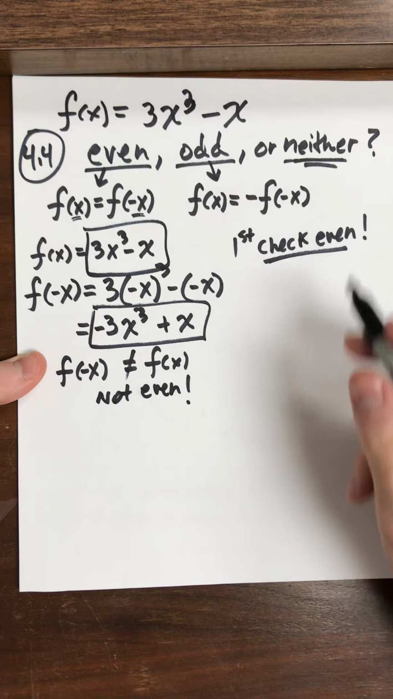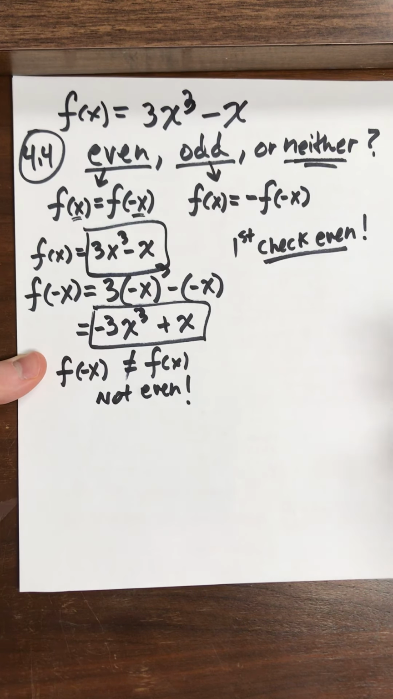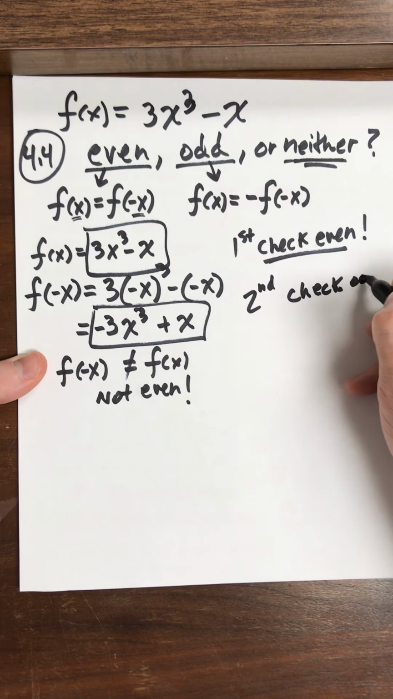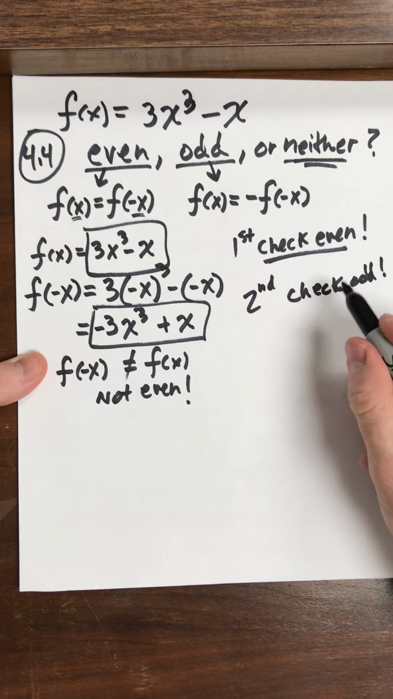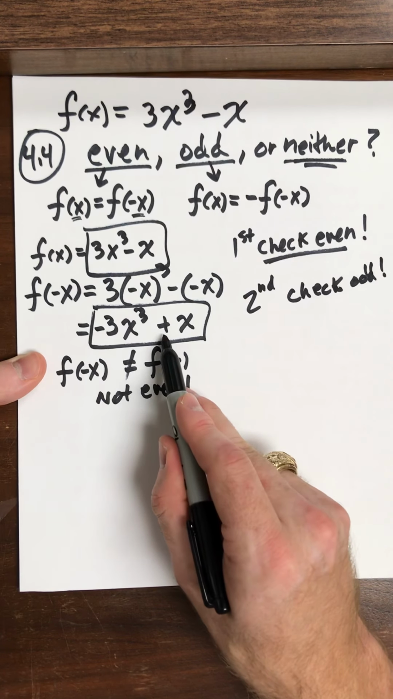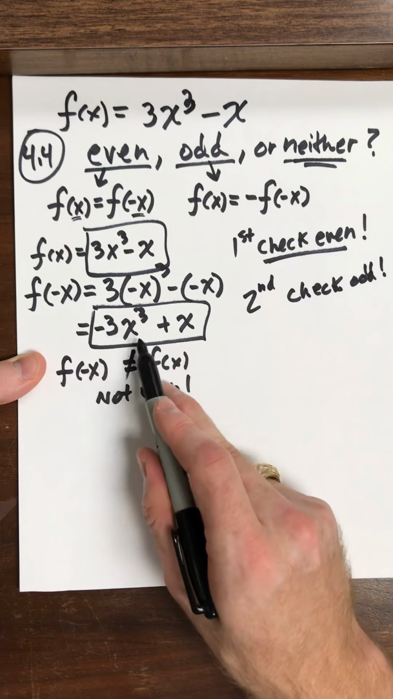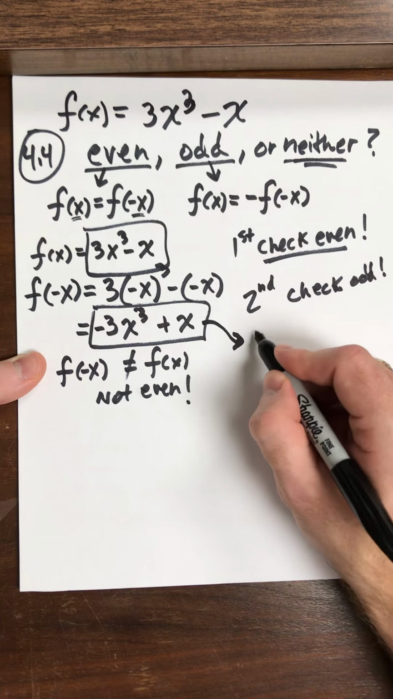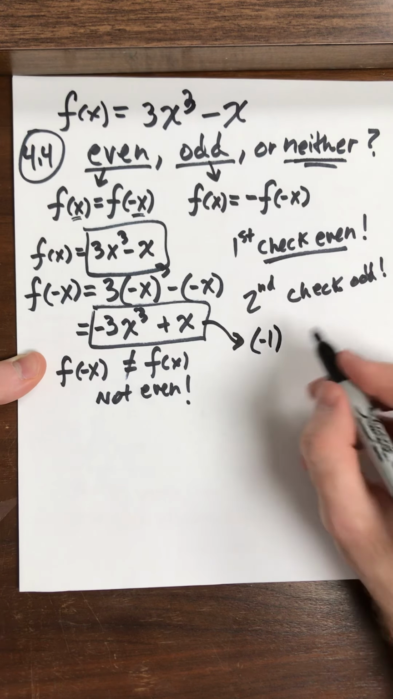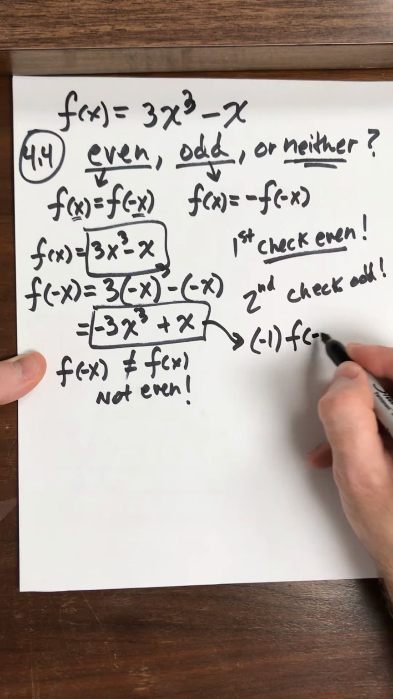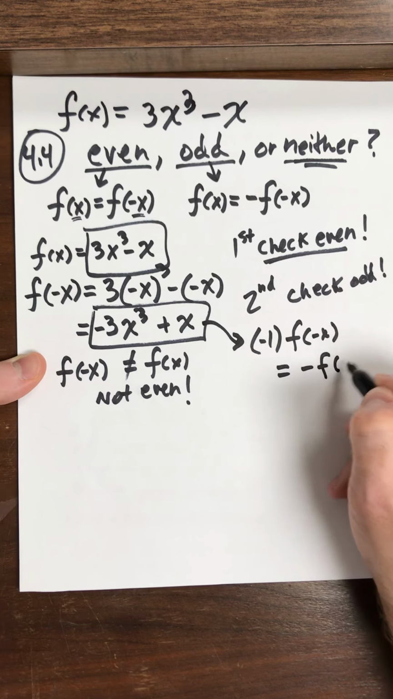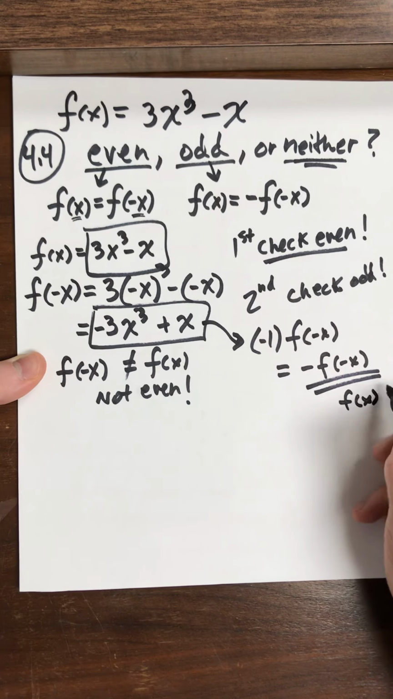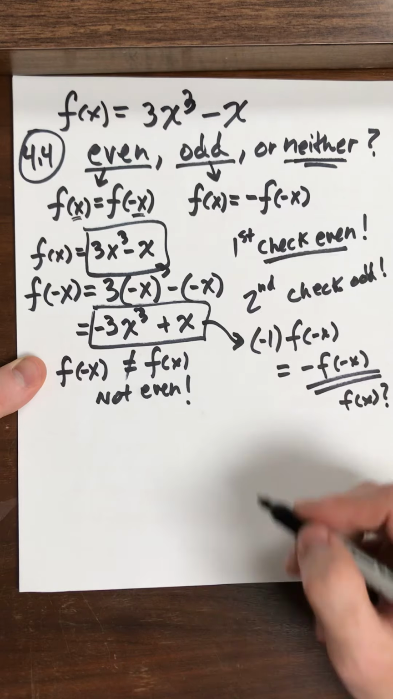Oh, man. Well, if it's not even, what's the second thing I check? Second, I check for odd. Now, the reason that I check even first is because once I've checked even, and I've put in a negative x for x, the only thing I've got to do to check for odd is multiply this whole thing by negative 1, okay? Because once I multiply that by negative 1, well, guess what? That's negative f of negative x. And I'm checking to see, does this equal f of x? And if it does, then it's odd.